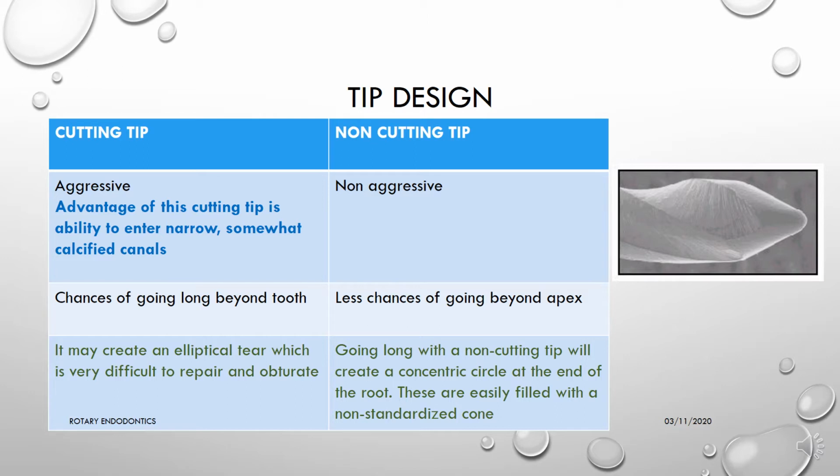Going long enough with the non-cutting tip will create a concentric circle at the end of the root. These are easily filled with non-standardized tips. So again, as I said, most of the cutting tips for the rotary files are non-cutting tips.